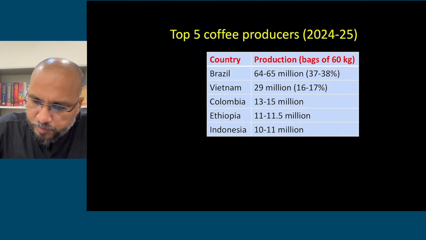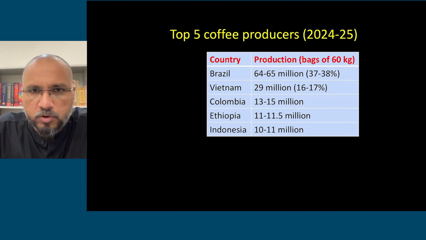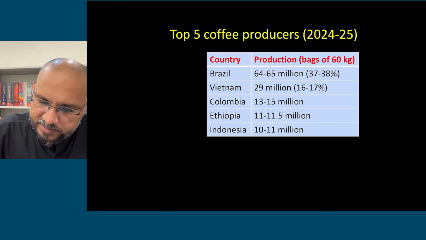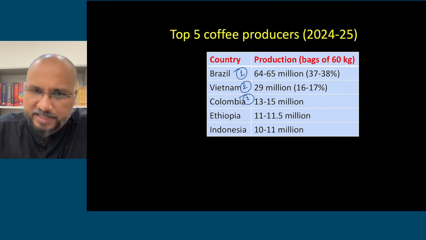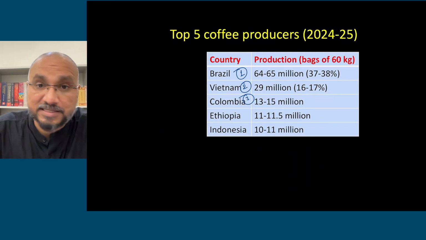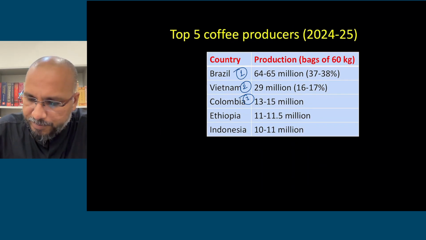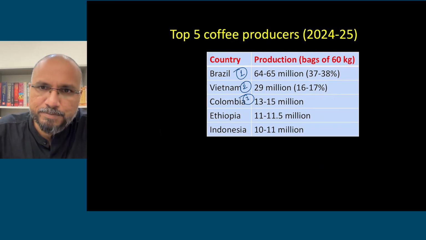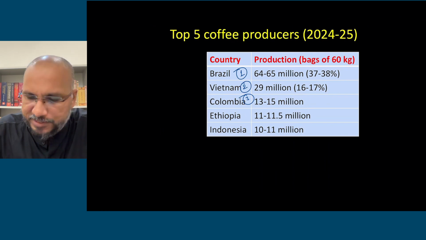crop or commodity. Top five coffee producers. Brazil occupies the first place. After Brazil, we have Vietnam, then Colombia, then Ethiopia and Indonesia. It is 64 to 65 million bags, and each bag is of 60 kg weight. So it is not 64 to 65 million tons, it is bags. Remember that. It is not in tons, it is in bags. Each bag consists of 60 kg weight.